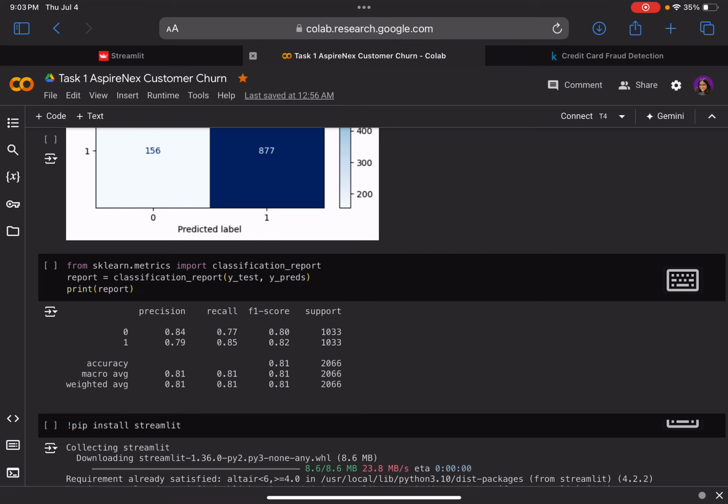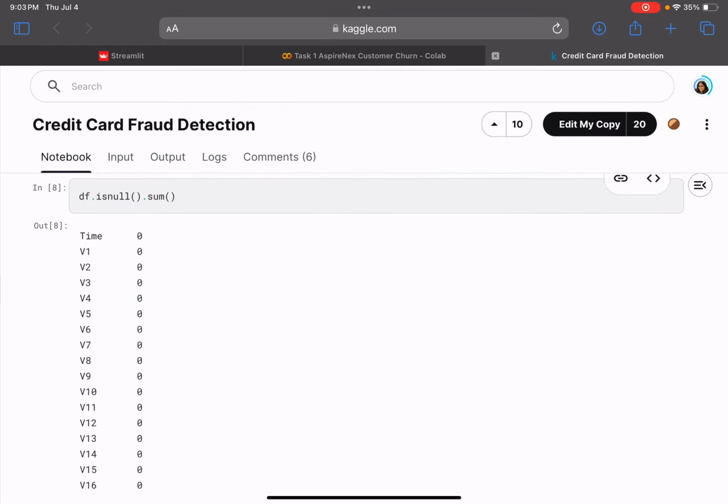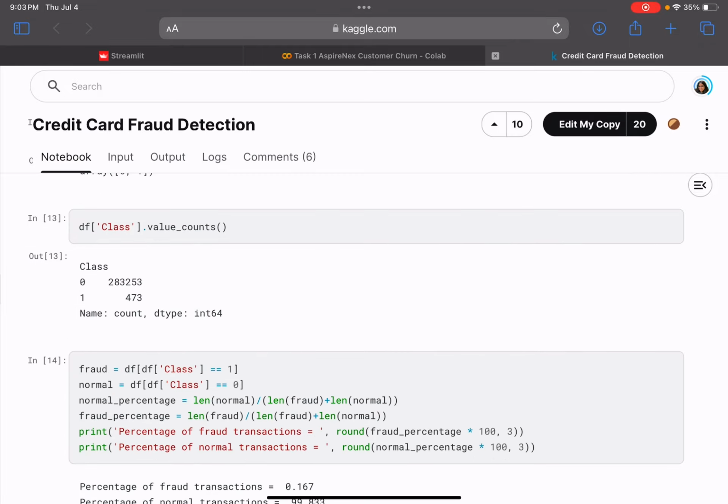Next, task 2 that I have taken up is credit card fraud detection. And as we can see, the columns here are basically PCA columns, that is the actual meaning of these columns is unknown. Therefore, I have removed all the duplicate values.